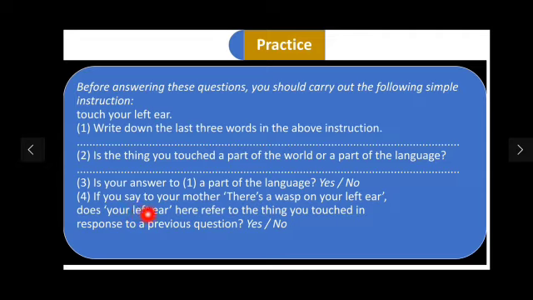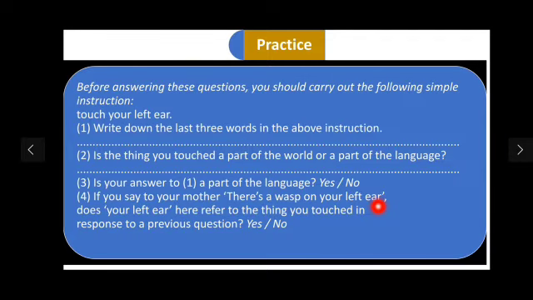Does your left ear here refer to the thing you touch? Because in this example, you touched your left ear. So is the left ear here? And you're asking your mother that there is a wasp on your left ear. So this left ear and this left ear are the same? Not at all. Because your left ear is yours, and your mom's left ear is of your mom. Your brother's left ear is of your brother.